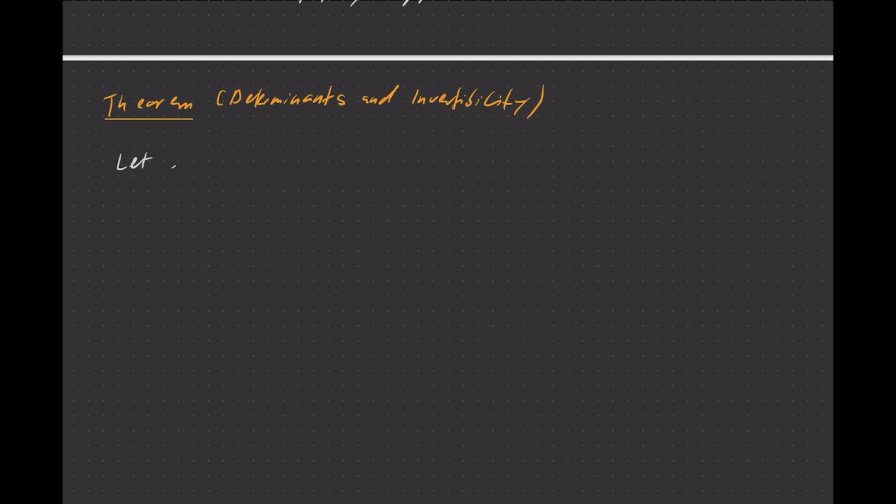And again, let me formulate that. So if we have an n by n matrix A, then our theorem says that A is invertible if and only if it has full rank. And that is the case if and only if the determinant of A is not 0.